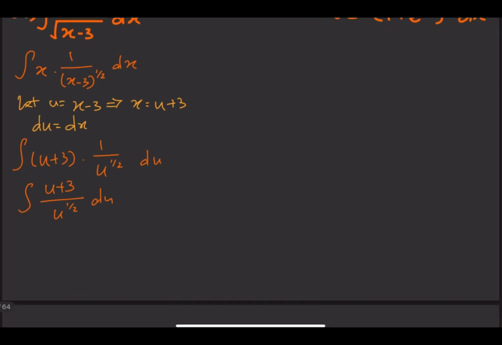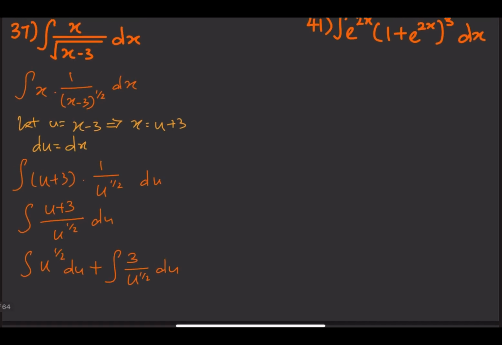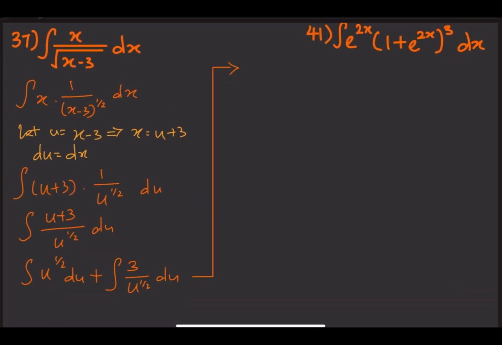How do we separate it? We take the first part, the integral of u divided by u to the power of half, which is u to the power of half, du, plus the integral of 3 over u to the power of half, du. And we can continue to solve.